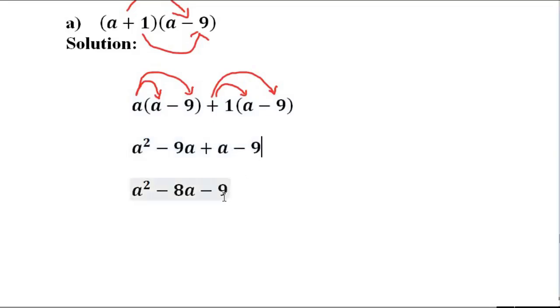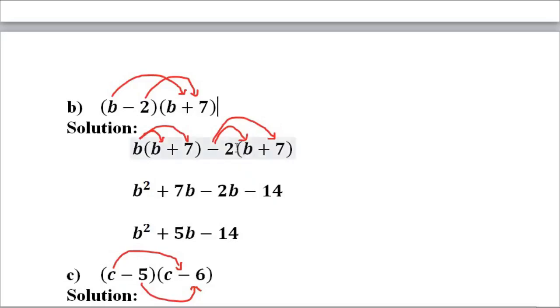Now we look for like terms. We have negative 9a and positive a. Combining them gives us negative 8a. So positive a squared, negative 8a, negative 9 is our simplified expression because they are unlike terms.